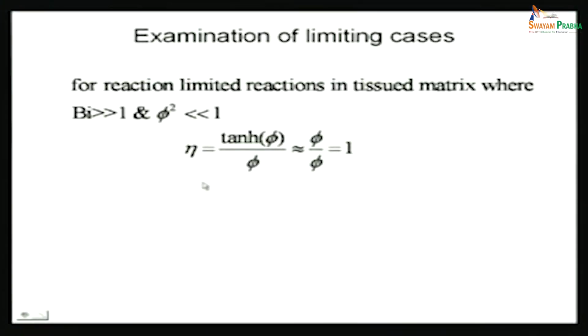Is it clear? So that is why you need 2 criteria. One is Biot number much greater than 1, another one is phi square much smaller than 1, fine. So once we have done that, now we can make the approximations.